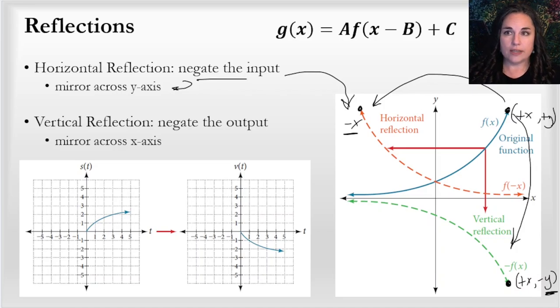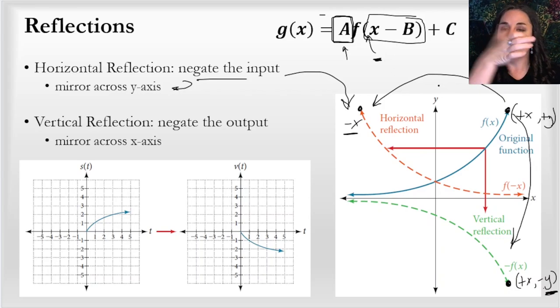That shows up differently in the equation. When I look at the equation, it will come out in the a value, which will have a negative sign or not. If the negative is out front of some function of x, that's the negation of the output, and that will be a vertical reflection. As opposed to if there's a negative right in there, inside, I'm negating the input, and so that'll flip it over the y-axis and be a horizontal reflection, okay?